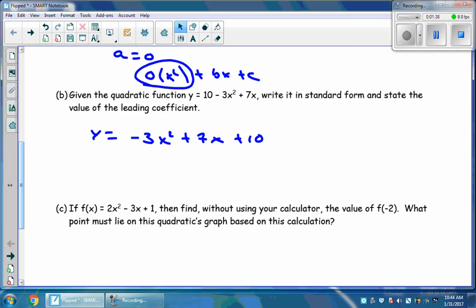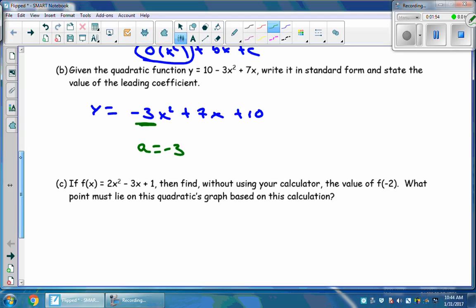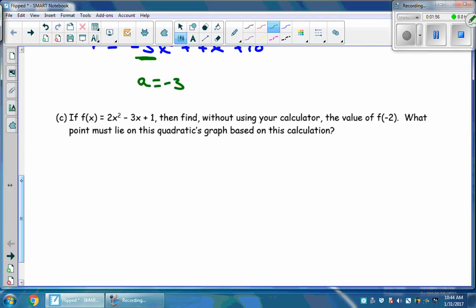Once we have it in standard form, to identify our leading coefficient will be the number in front of our x squared. So in this case, our leading coefficient would be negative 3. That value of negative 3 is going to have some significance, especially when we look at the graphs of quadratics. It's going to influence the direction that it opens, whether it opens up or opens down. And we'll see that as we get into our graphing part of this unit.